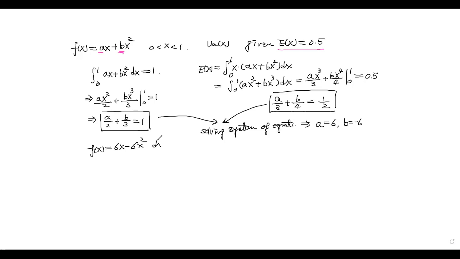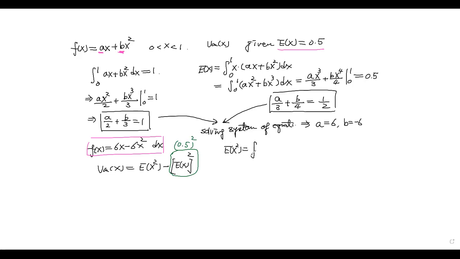Okay, so now I'm going to find the variance of x, after we have found a and b. The variance of x is equal to the expected value of x squared minus the expected value of x, the whole thing squared. We already know the expected value of x is given, so that is 0.5 squared. The only thing we need to find right now is the expected value of x squared.